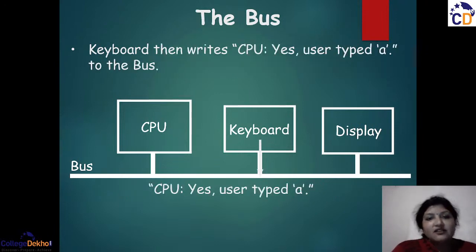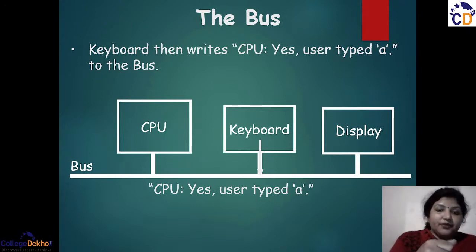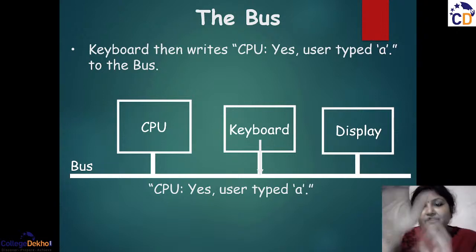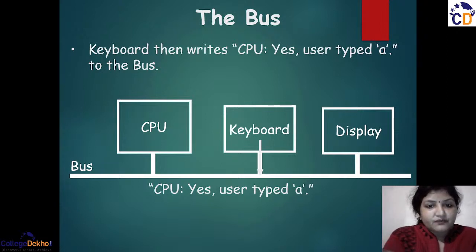Keyboard then writes to the CPU: yes, the user typed A, to the bus. Right, now the keyboard, when it receives any input from the user, is going to react. It sends the message to the brain, that is the CPU. It is the same as our body. If I put a hot cup of tea on my hand, those particular neurons get activated and send the message, and the remaining neurons will not get activated. This is the same with a computer also.